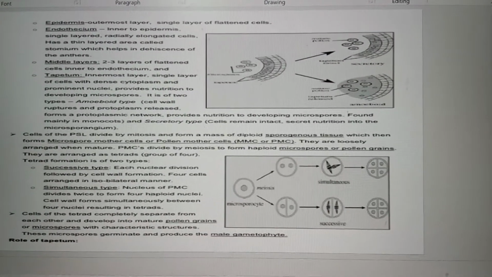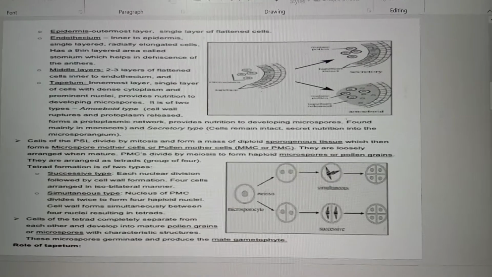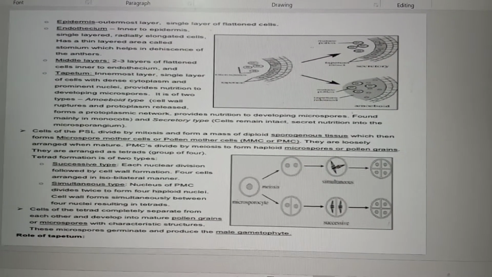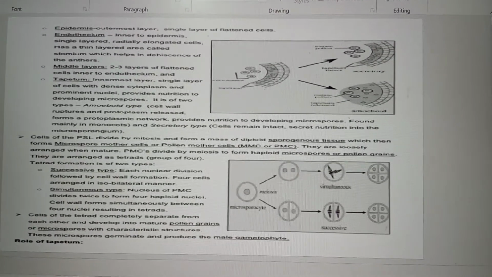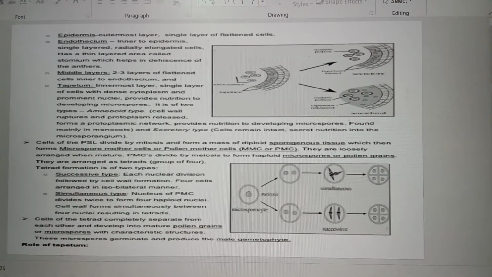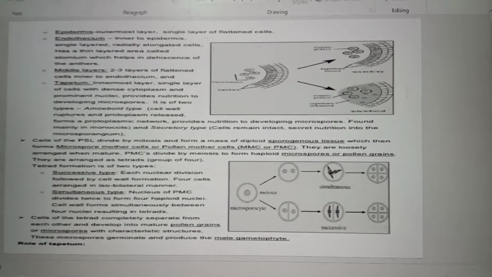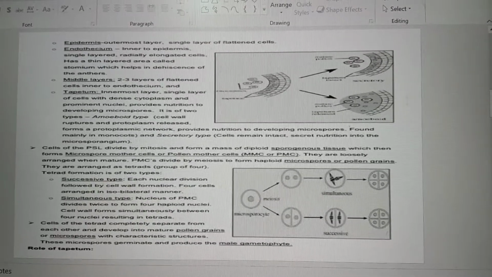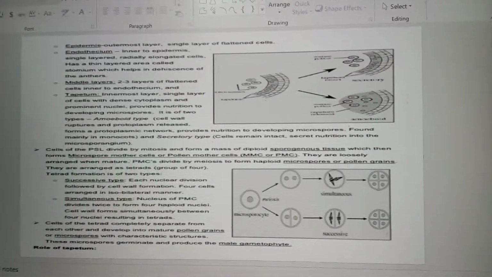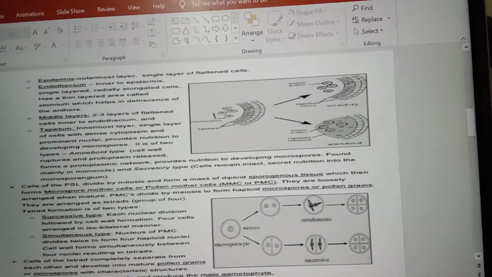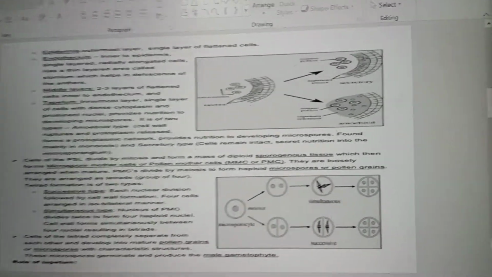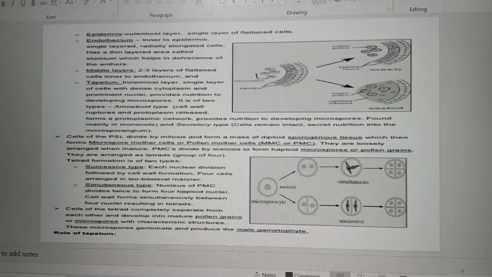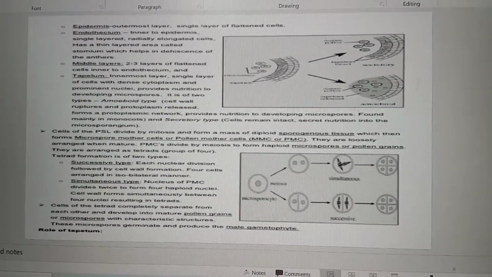Then the cells of the primary sporogenous layer, which is the inner layer, divide by mitosis and form a mass of diploid sporogenous tissue, which then forms the microspore mother cells, or we can say the pollen mother cells, MMC. They are loosely arranged when mature. Then the pollen mother cells divide by meiosis to form the haploid microspores or the pollen grains.